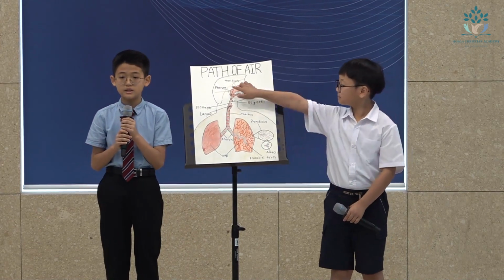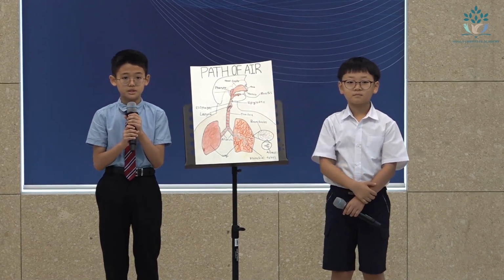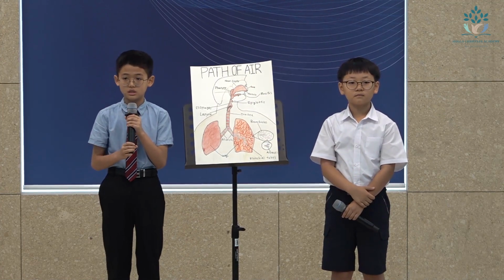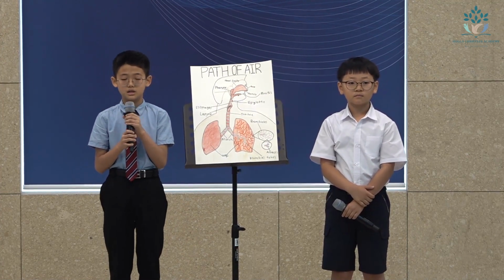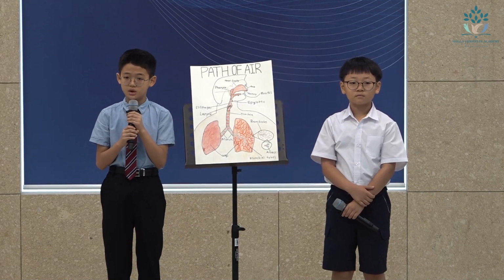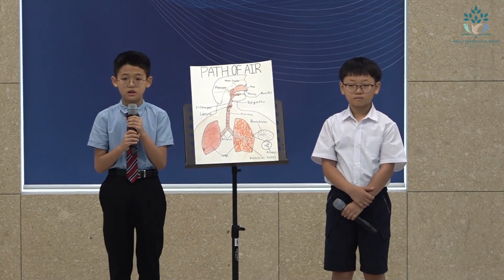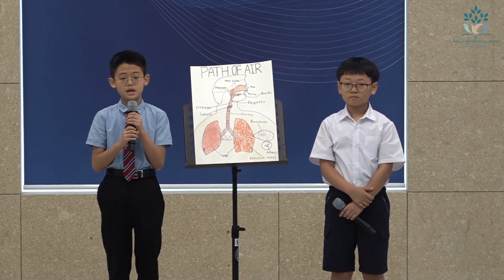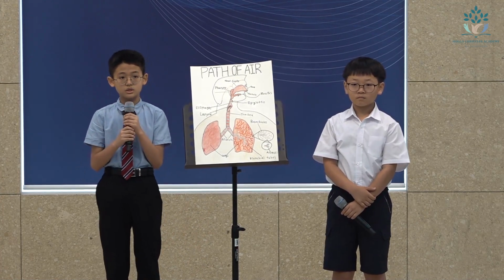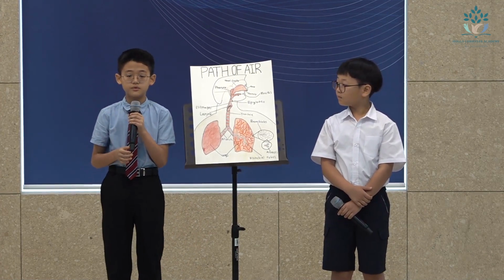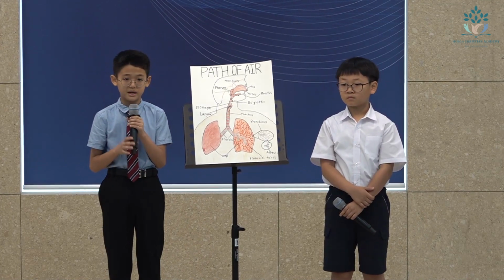At the end of it, there are two separate tubes. One tube is called the trachea, or in other words, the windpipe. It leads to our lungs. The other tube is the esophagus, which is also called the food pipe. It leads to our stomach.